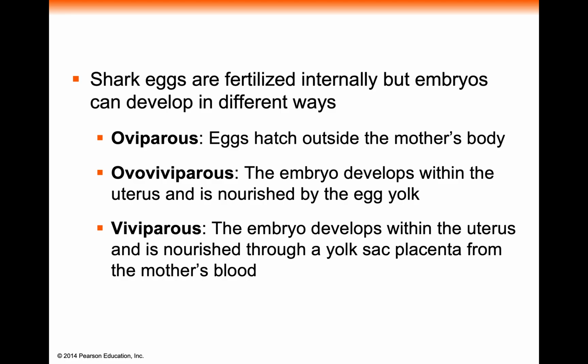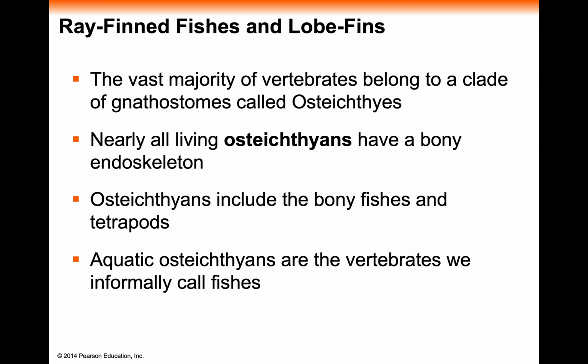Viviparous: the embryo develops within the uterus and is nourished through a yolk sac placenta from the mother's blood. So we have almost like a placental type of thing going on here that we see in the mammals. A little different, but kind of the same idea.